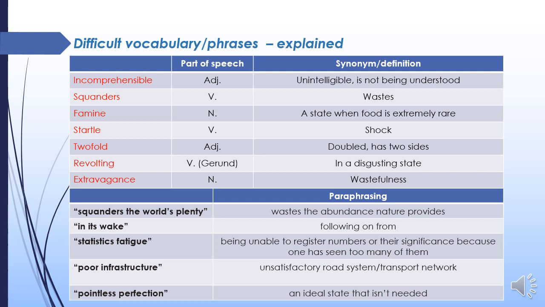Extravagance is a noun, and it's the state of wasting too much, a state of wastefulness. Squanders the world's plenty and leaves the world with pollution. To squander the world's plenty is to waste the abundance nature provides. In its wake means following on from that, in its way, in its road.